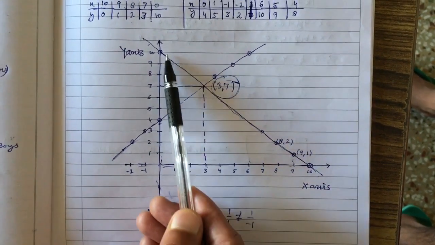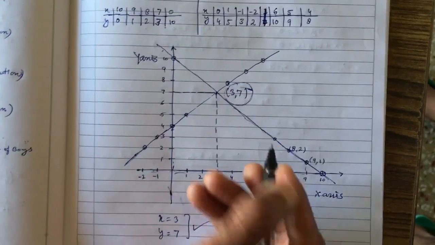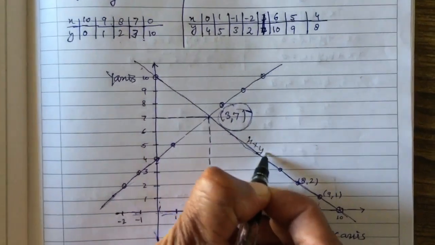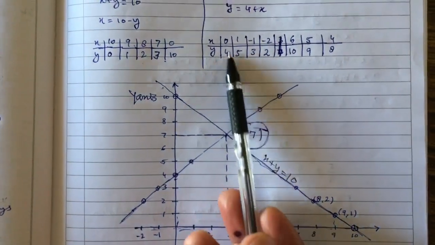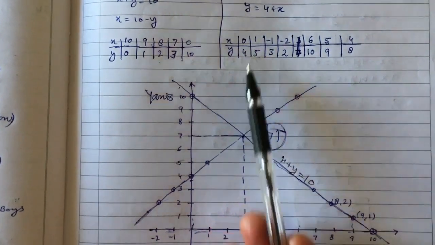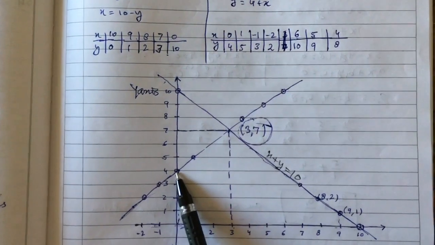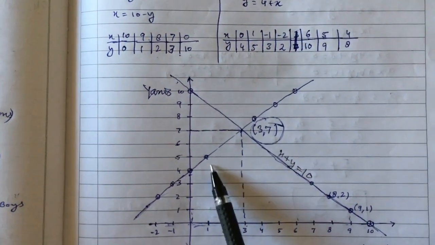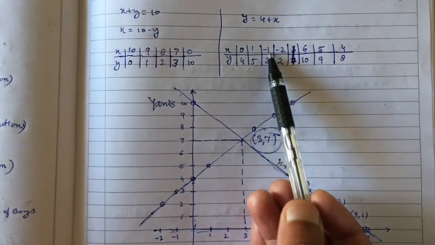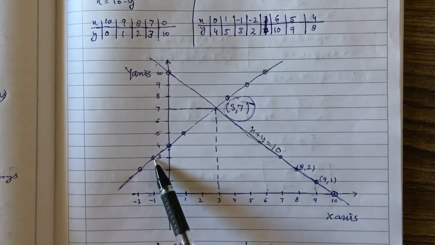Now this line. The equation of this line is x plus y is equal to 10, and for the second line, the first point is (0, 4). (0, 4) means this point. Second point is (1, 5). 1 positive, 5 positive, (1, 5). Third point is (minus 1, 3). This will be the point (minus 1, 3).